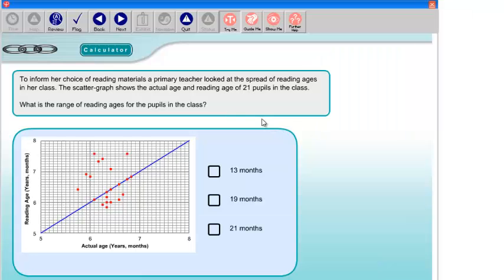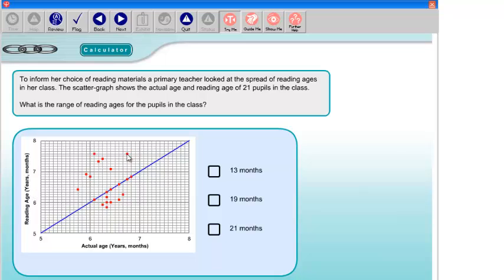So question 3, that's the final question of this set of 3 that had the same preamble and the same data. This time we're just asked for the range of reading ages for the pupils in the class. So this is another easy one. We just have to remember what the range is, and it has a definition. It's just the highest take away the smallest. So the only thing we can really get wrong in this question is reading the wrong axis. So here we're interested in just the reading ages, not anything to do with the actual ages. So just the vertical axis.